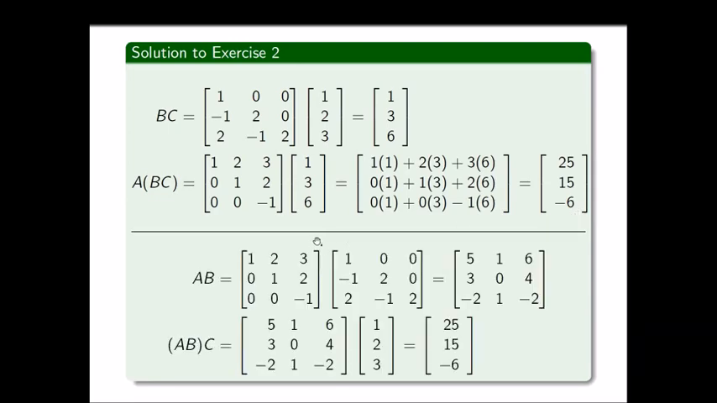On the other hand, we can first multiply A and B together. So it's a 3 by 3 matrix and a 3 by 3 matrix. So the resultant is also a 3 by 3 matrix. And then we take this resulting matrix and we multiply it with a 3 by 1 matrix or a 3 by 1 vector on the right. And now when you finish this matrix vector multiplication, you again get 25, 15, minus 6.